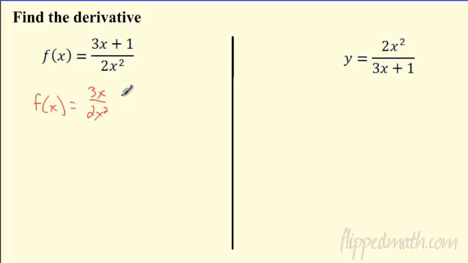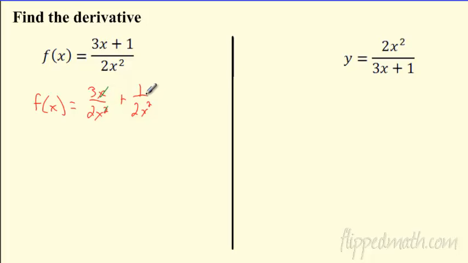You can split this into 3x over 2x squared and 1 over 2x squared, into 2 separate fractions. You can only do that when there's 1 term on the bottom. Can I do it over here? No, I can't split this up. So this one's going to be quotient rule. This one's not.